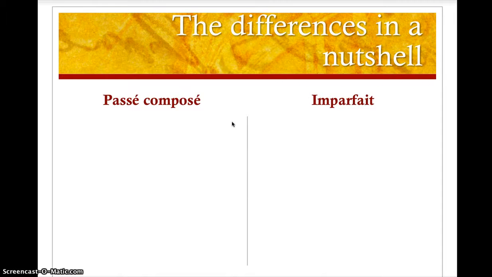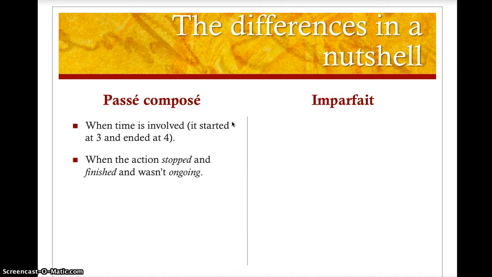All right, the differences in a nutshell. The passé composé, when time is involved, for instance, it started at 3, ended at 4. There are very specific times involved. When the action stopped and finished and wasn't ongoing. I'll explain this more later. Always with time, and there are no exceptions here, so you should be really happy about that. What do I mean by that? Well, I'll explain it again in just a minute.